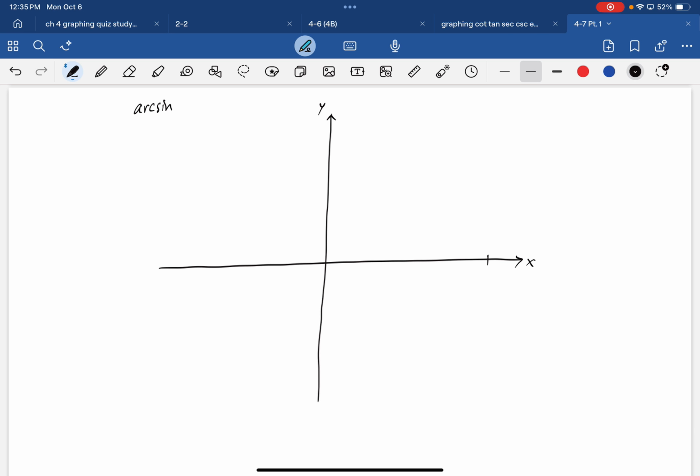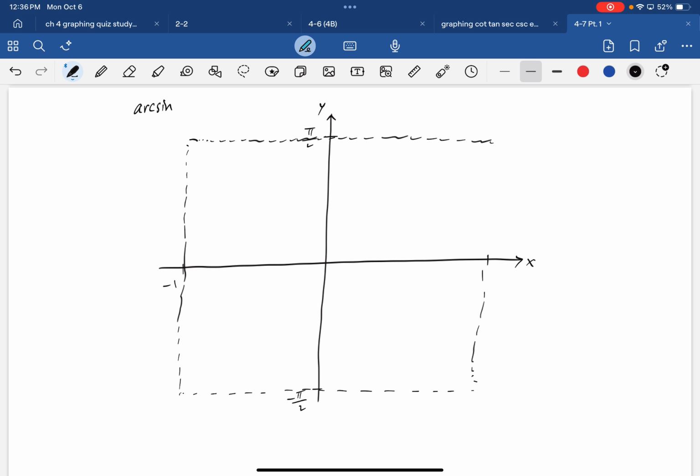We're going to have pi over 2 there, right? And then negative pi over 2 here. Wait, no, that's wrong. Nobody called me out on it. 1 and negative 1, because that's the domain of our arcsine function, right? And then the range is going to be pi over 2 to negative pi over 2. I'm also going to draw some dotted lines to help me graph it. Okay? The graph is going to look like this.